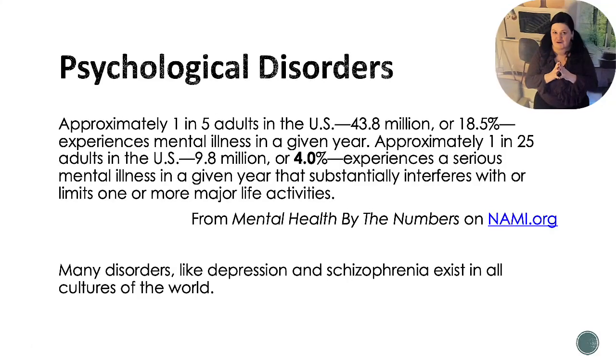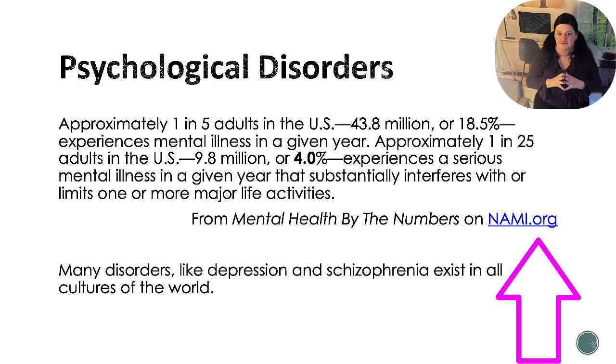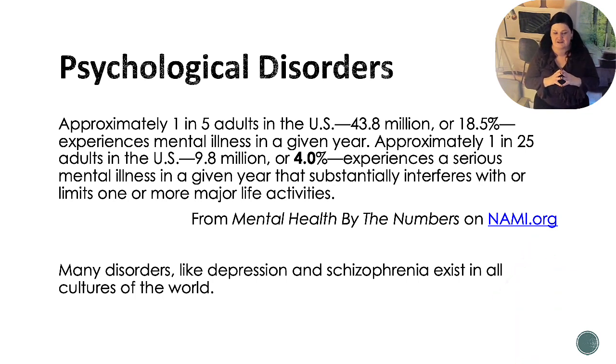Right? Approximately 1 in 5 adults in the United States, or 43.8 million, or 18.5%, experience some kind of mental illness in a given year. This is all from NAMI.org, okay? I highly recommend that you take a look at NAMI.org and go check out their website on mental illness and the disorders, okay? Approximately 1 in 25 adults in the United States, which is 9.8 million, or 4%, have experienced a serious mental illness in a given year. It interferes with or limits one or more major life activities.